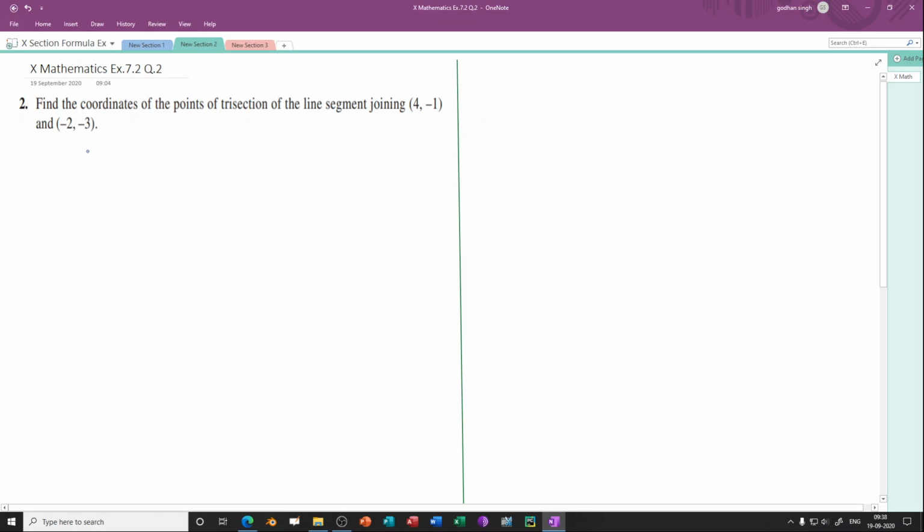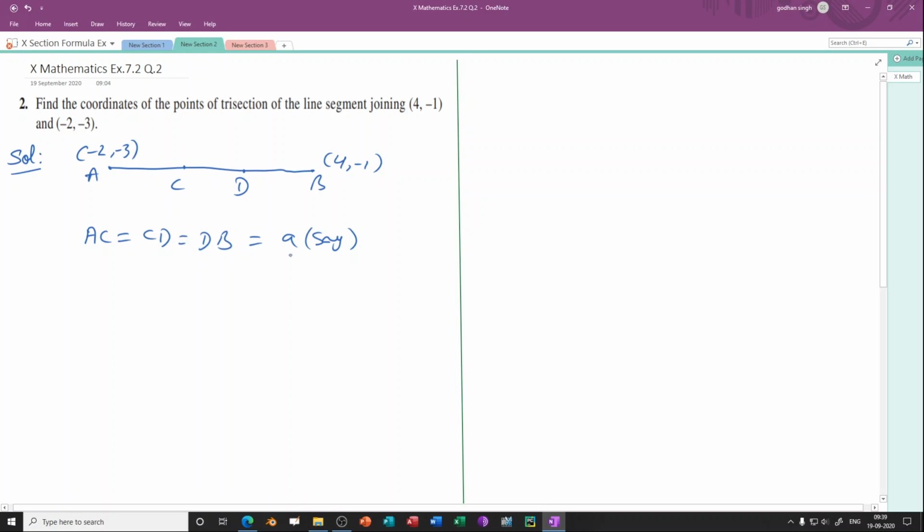Question number 2. Find the coordinates of the points of trisection of the line segment joining 4, -1 and -2, -3. What is the meaning of trisection? Trisection means dividing a line segment into 3 equal parts. Suppose this is the line segment AB, and the coordinates of point A are -2, -3. Coordinates of point B are 4, -1. And let there be 2 points, say C and D, such that AC equals CD equals DB, and that is say equal to a.